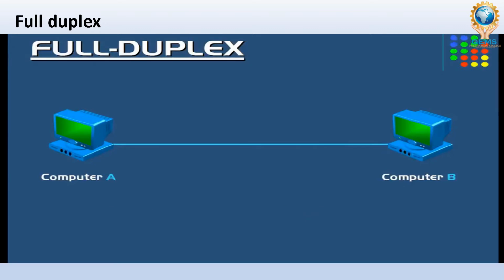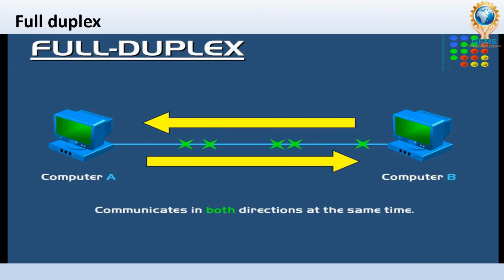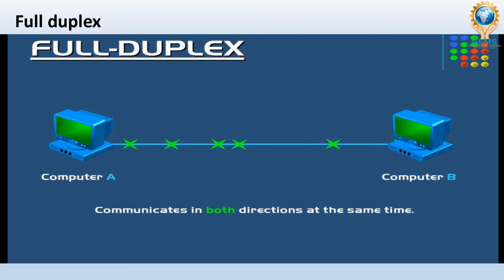Now we will see about full duplex. What is full duplex? The two computers have to communicate and send data among them in two directions. It means at the same time, both computers can communicate with each other. Communication is in both directions at the same time. It has separate paths, so both computer A and computer B can transfer their data to each other at the same time. So it is called full duplex.